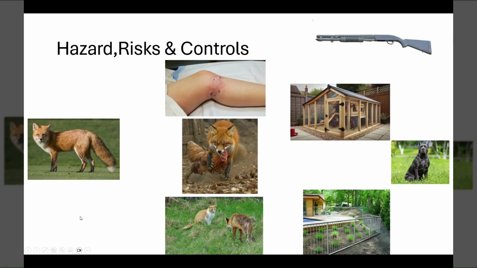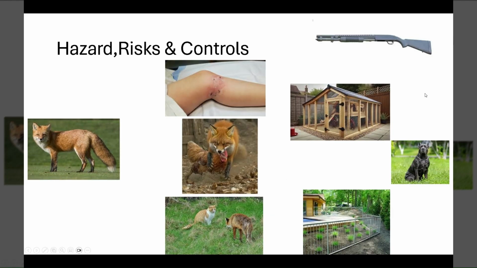What about a fox? Fox is a hazard. It can hurt me. So there's a risk that I or one of my family members get bitten by the fox. Maybe the fox kills my chickens. Maybe the fox attacks my pets. Those are risks of having that fox around.